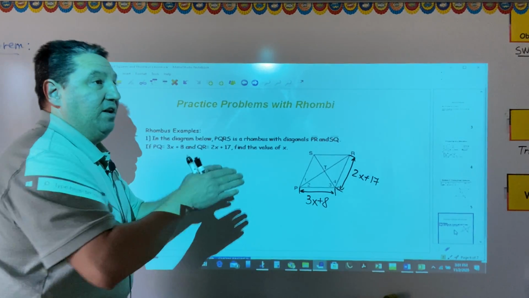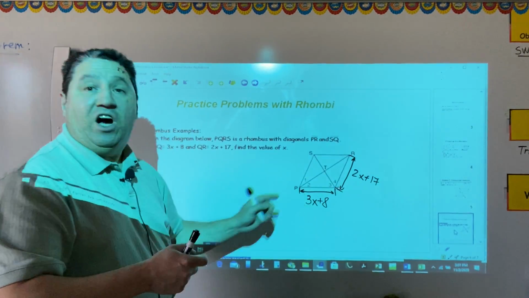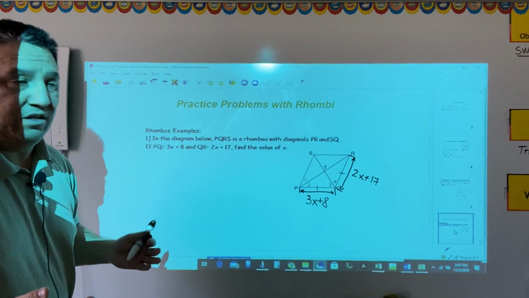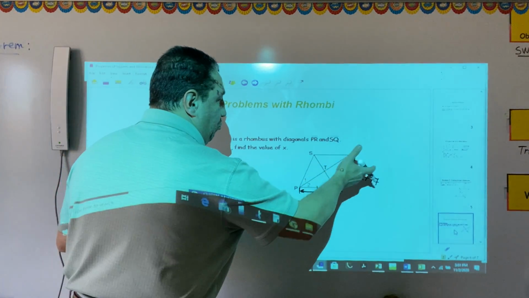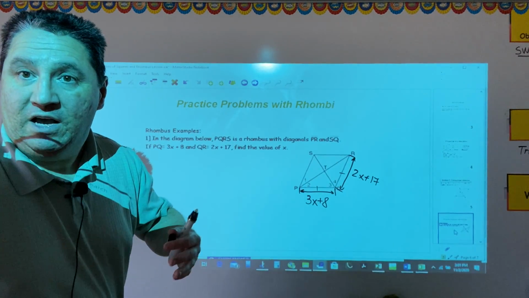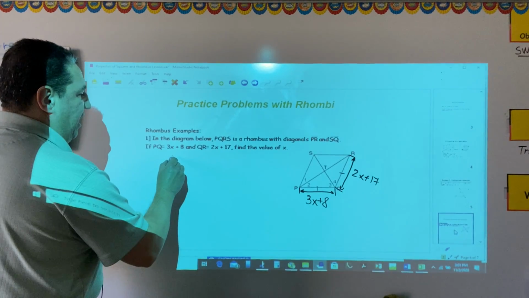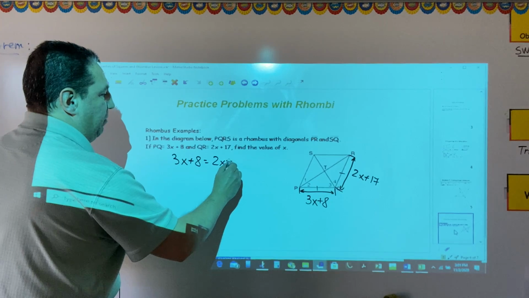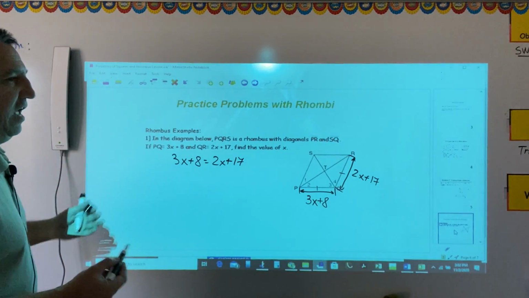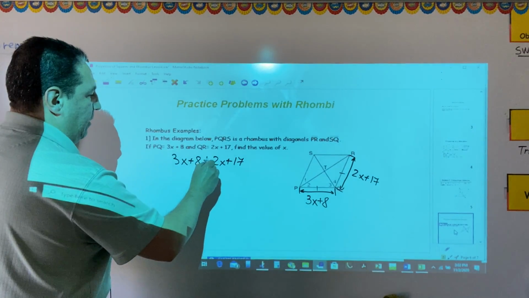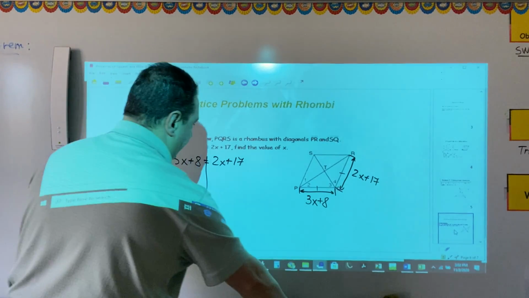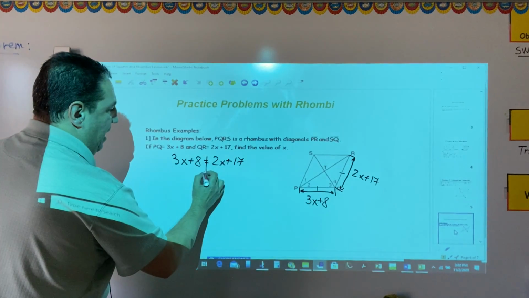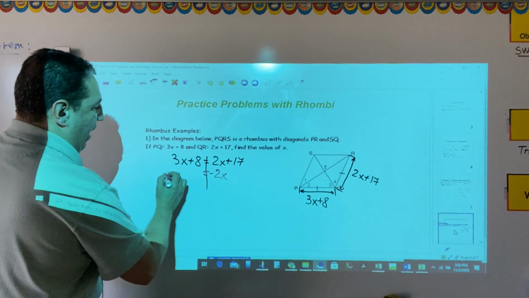We know in a rhombus all sides are congruent, which means PQ and RQ are congruent. Because they are congruent, these two expressions are equal. So we can write an equation: 3x plus 8 equals 2x plus 17. Then we solve for x. We combine like terms. Because 2 is less than 3, we combine everything on the left side by subtracting 2x on both sides.